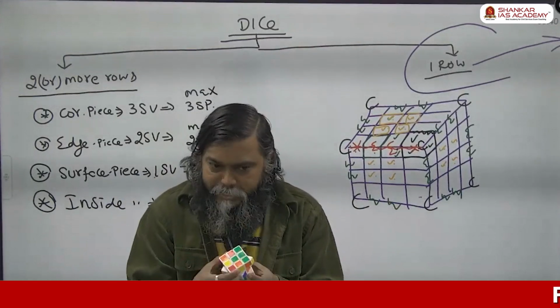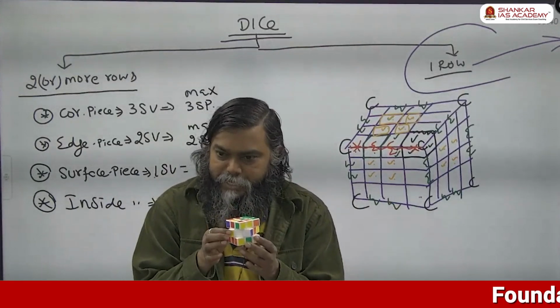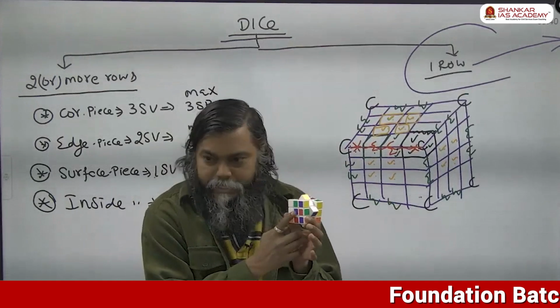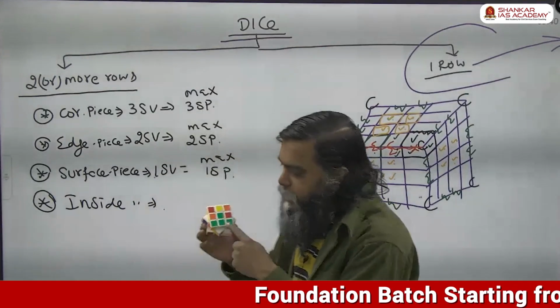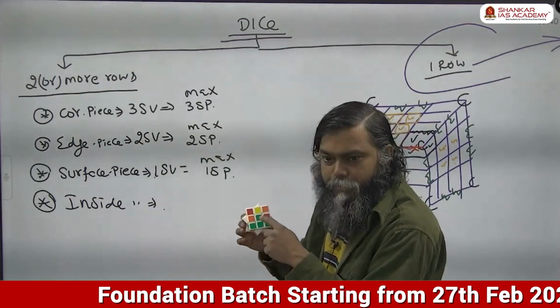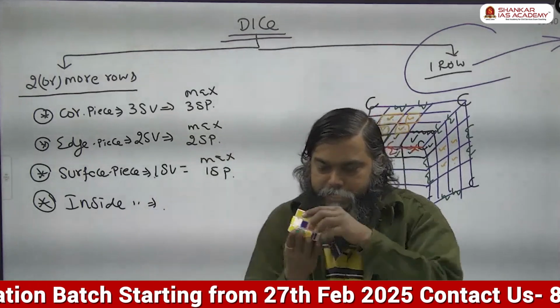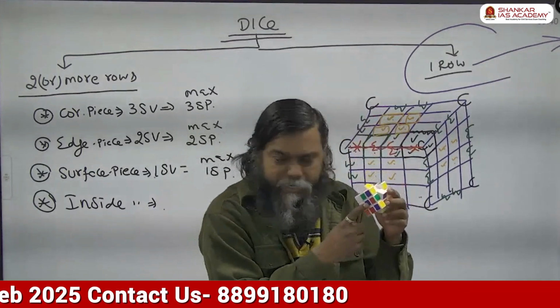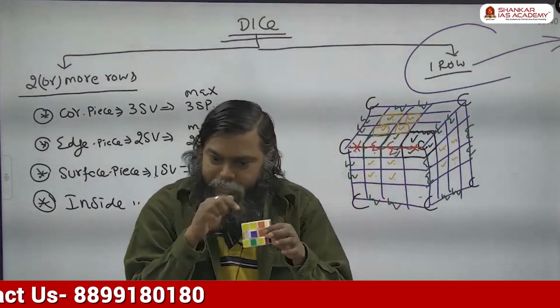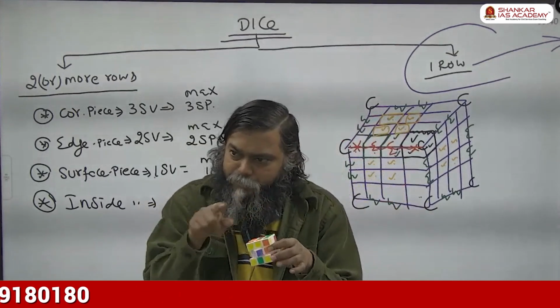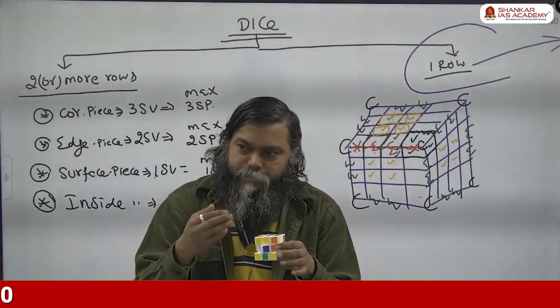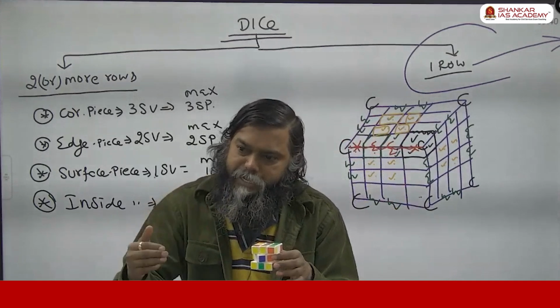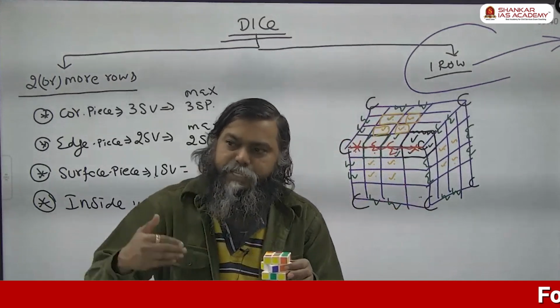First row, how many pieces at the center? Second row? Third row? Is this piece visible to you? It becomes a surface piece. In the second row, there is 1 piece at the center below this. Is that visible from any side? If the center piece is not visible from any side, then the center piece becomes the inside piece.